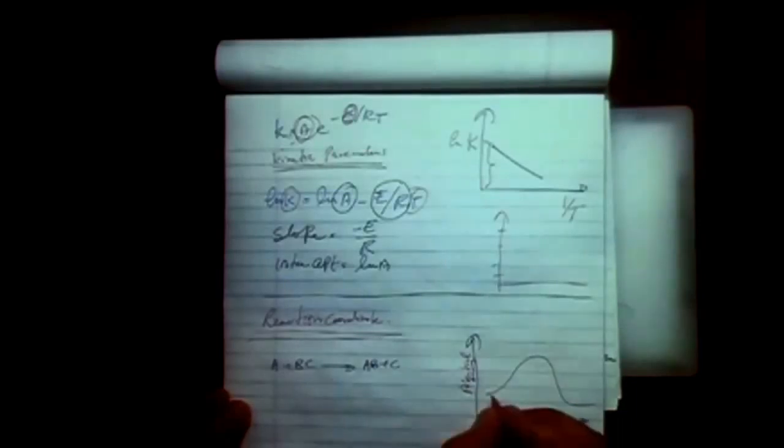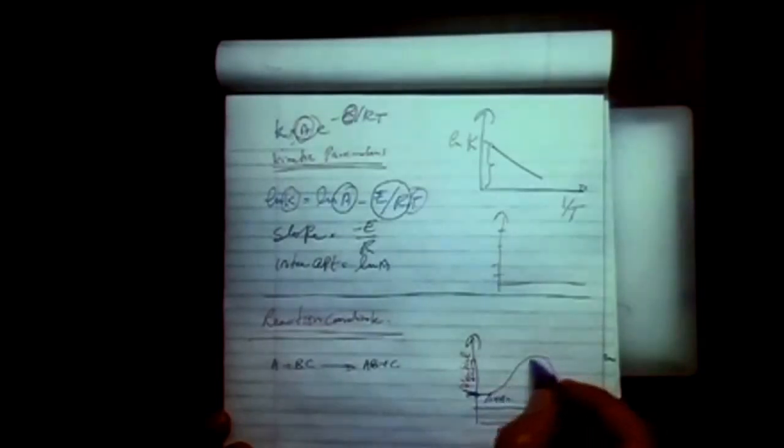It means that we have A plus BC here. Whatever this number is, this is the initial energy of these molecules. And this is the final one, AB plus C, the final energy content of the products. So the molecules should go over this hill.